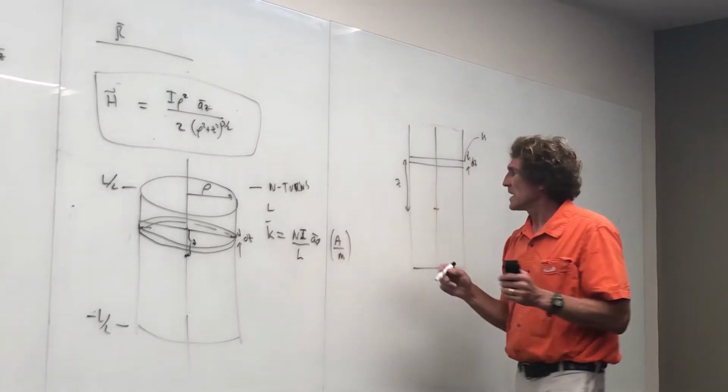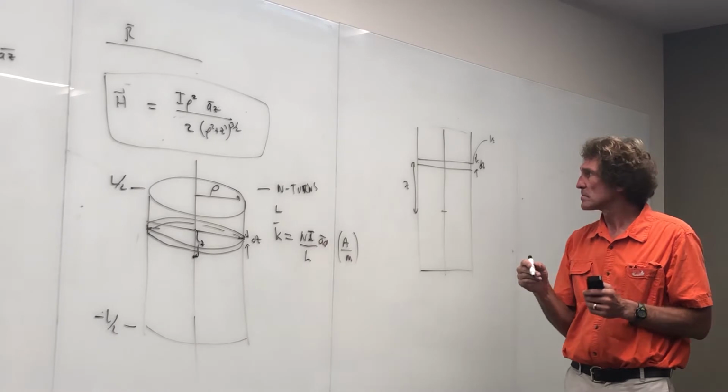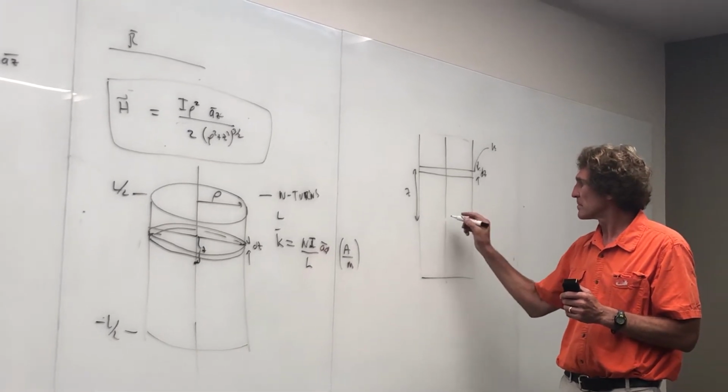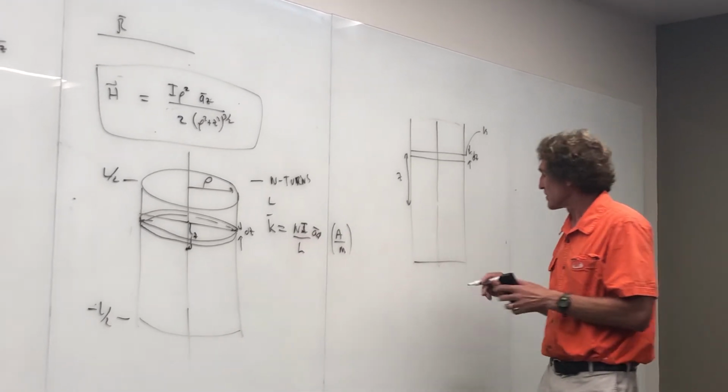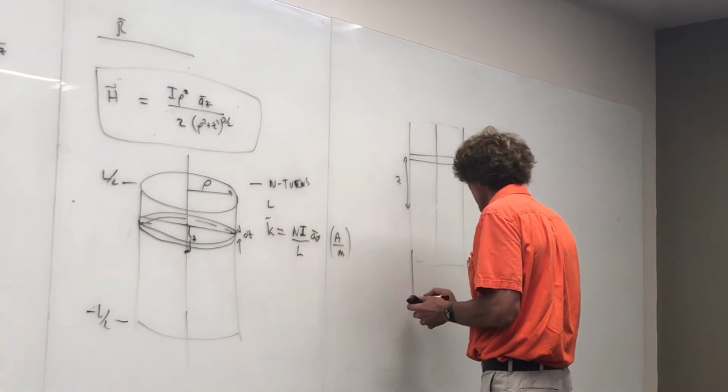Now, does he want the H field at the origin or not? This is not done very well. Yes. Just at the origin? Okay.